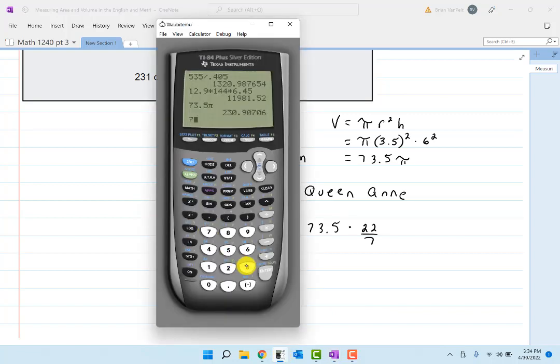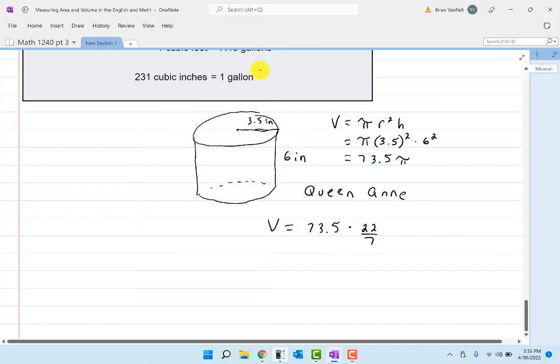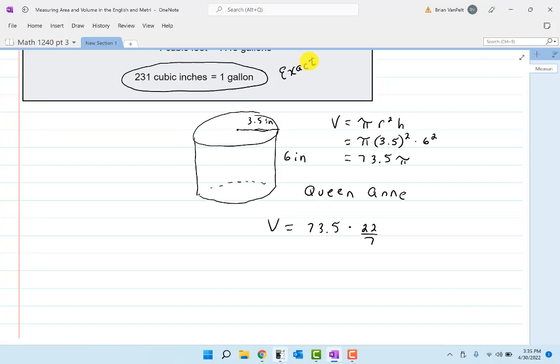We're going to take our 73.5, but now I'm just going to multiply by 22 and divide by 7. And we get our 231 exact. So by Queen Anne decree, this last equation is exact. The funny thing about it is England hasn't used that system since the early 1800s. We in America have decided to stick with this.